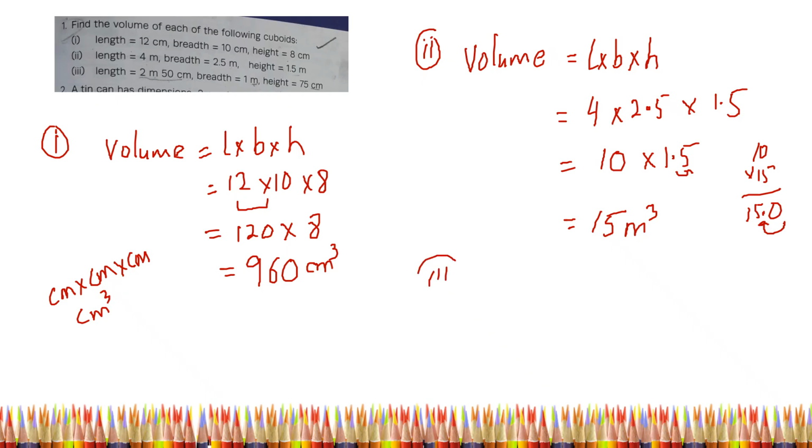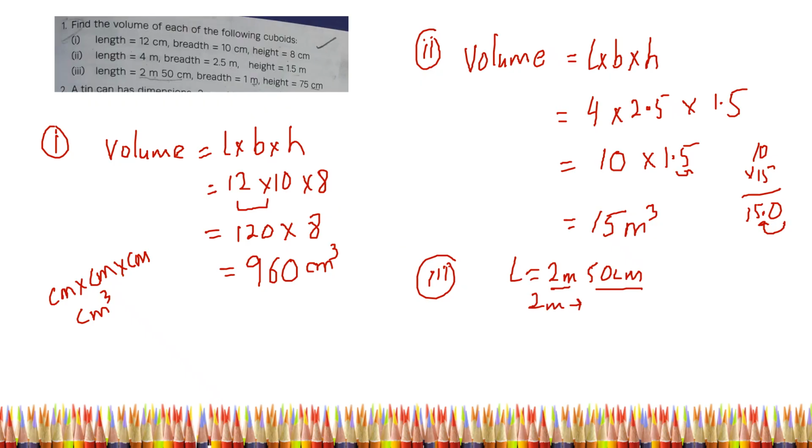Now for the third one, you are given the length as 2 meter 50 centimeter, two different units, right? And the breadth is in meters, 1 meter, and the height is in centimeter, 75 centimeter. It's better to convert the bigger unit into a smaller one because it's much easier than the other way around, because in that way you will get decimals, but in this way you will get whole numbers. So let's see. The length is 2 meter 50 centimeter. 50 centimeters is already written in centimeter. We need to convert this one.